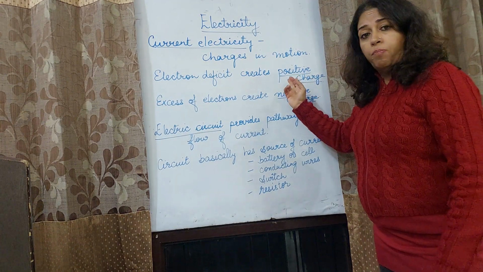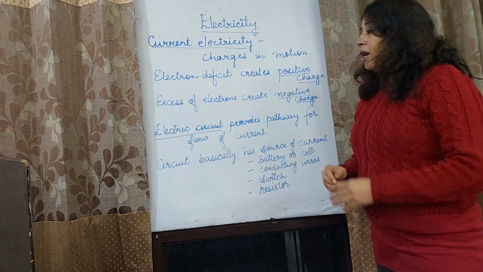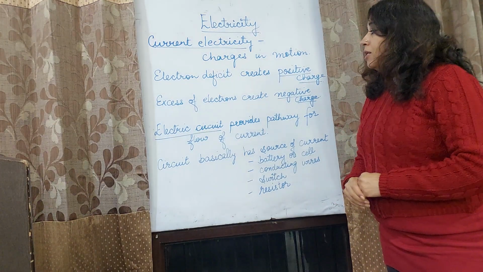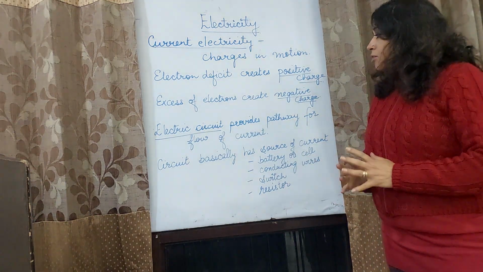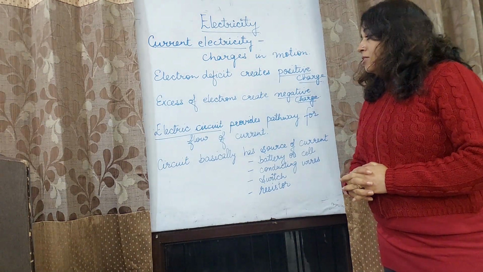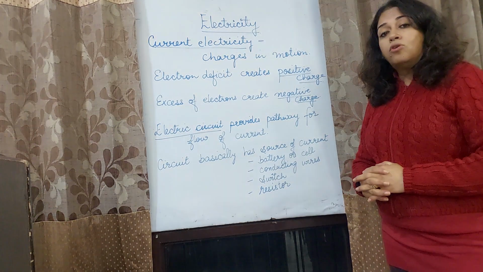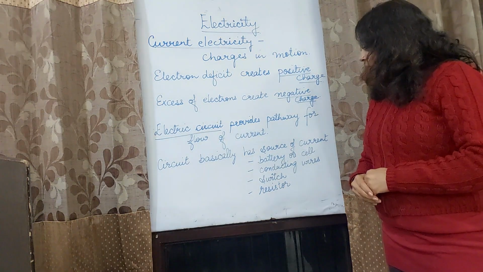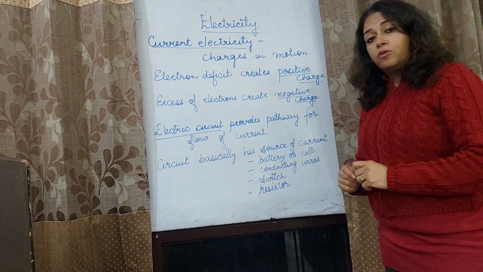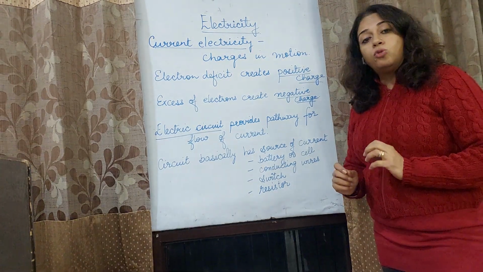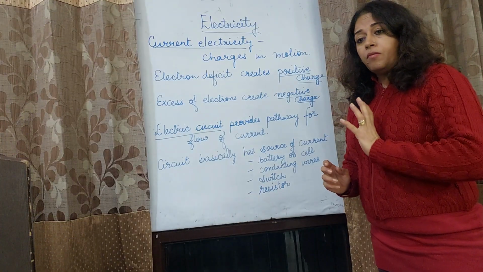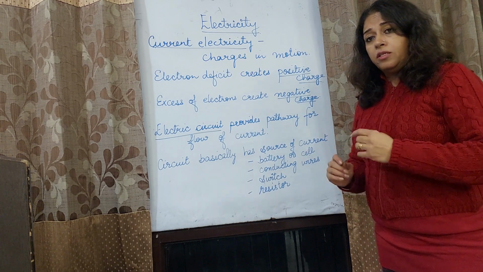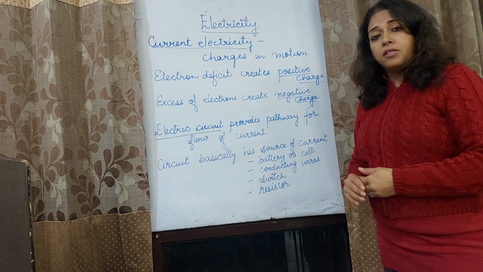You all know positive and negative, and charges will flow when there's a circuit, and a basic electric circuit provides a pathway for the flow of current. A circuit has a source of current, in the form of a battery or a cell, and it will also have conducting wires and a switch that will turn the circuit on and off. When the switch is closed, the current in the circuit is flowing.